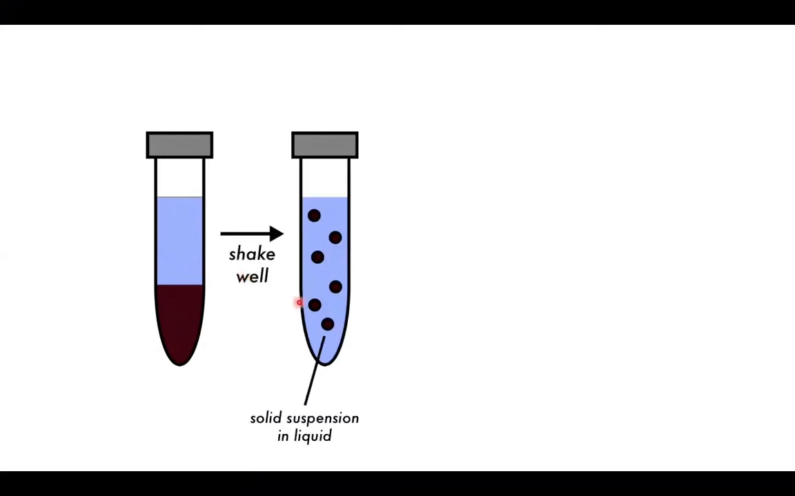So we shake this well to create a solid suspension in liquid. Initially we'll have a colorless petroleum ether layer and the chocolate in the bottom. We'll shake this up and we'll get a suspension of the solid chocolate particles in the liquid, and it'll be a cloudy brown color, a bit cloudy like milk, but cloudy brown instead of white.